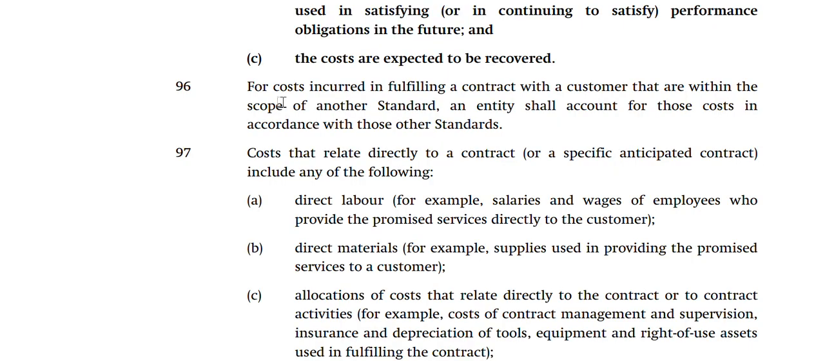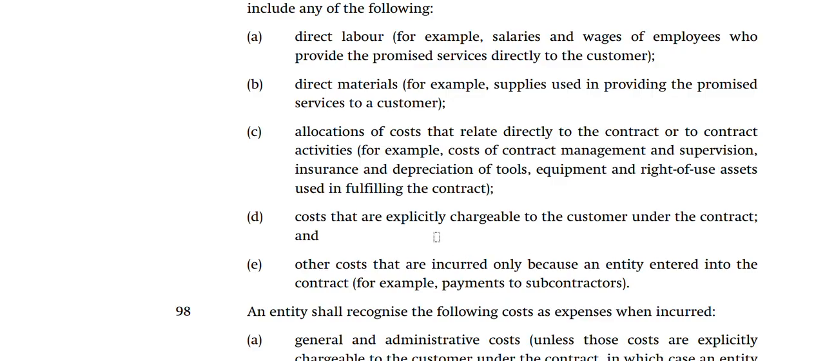For the costs incurred in fulfilling the contract with the customer that are within the scope of another standard, entities shall account for those costs in accordance with those standards. 97 says costs that relate directly to a contract: direct labor, direct material, allocation of costs relating directly to the contract, costs that are explicitly chargeable to the customer under the contract, and other costs that are incurred only because the entity entered into the contract.